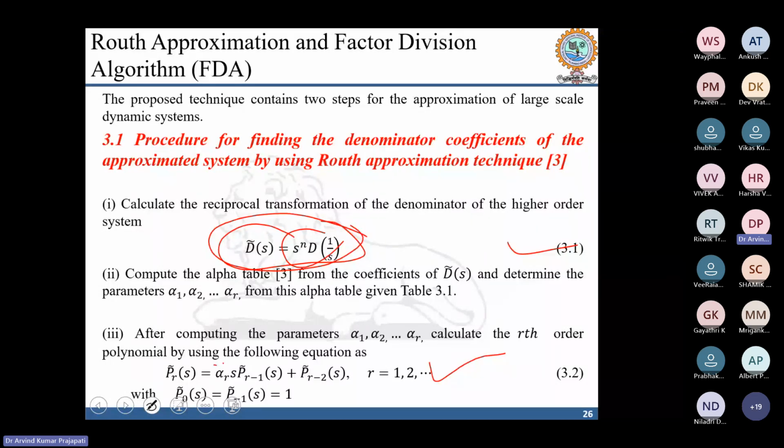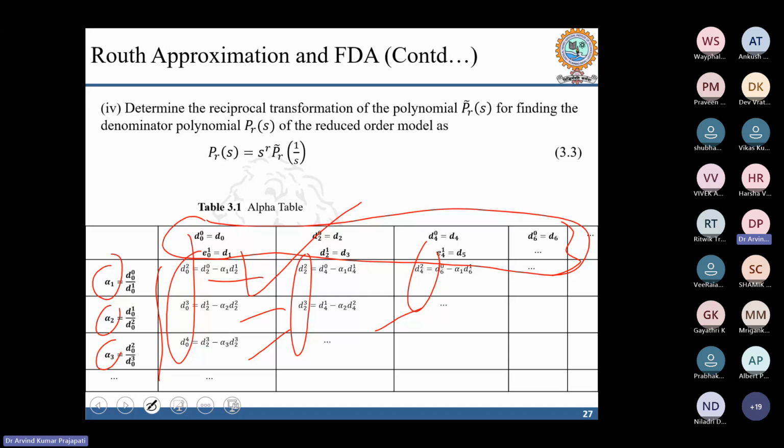the value of p r minus 1, p r minus 2, for putting different values of r, and where p naught and p minus 1 the value is 1. And by using these alpha 1, alpha 2, alpha r values in the alpha table on the next slide, you can construct the characteristic polynomial of the reduced model. After determining the characteristic polynomial of the reduced model, the next task is to determine the numerator polynomial.